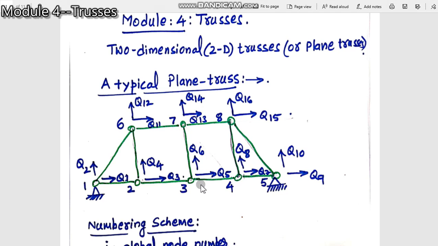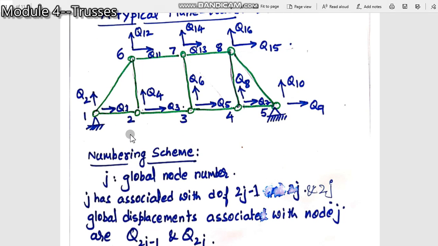This is a typical plane truss. You can see here all the joints are named, and the degrees of freedom associated with each node is represented. For example, if you look at node 1, node 1 has 2 degrees of freedom, one in x direction, the other one in y direction, and they are named as q1 and q2.